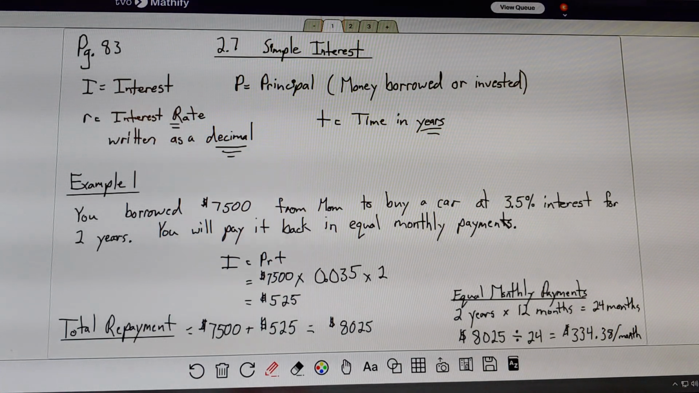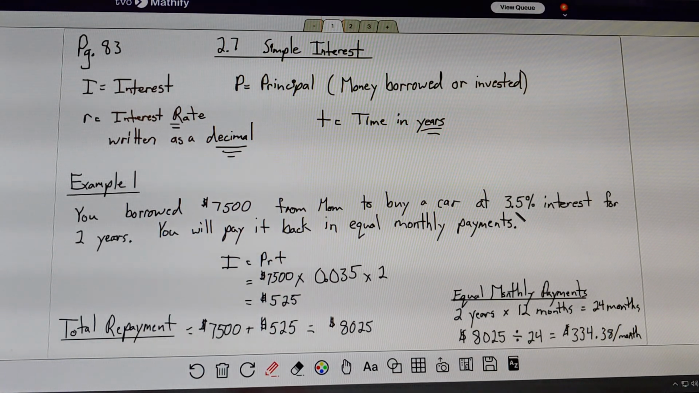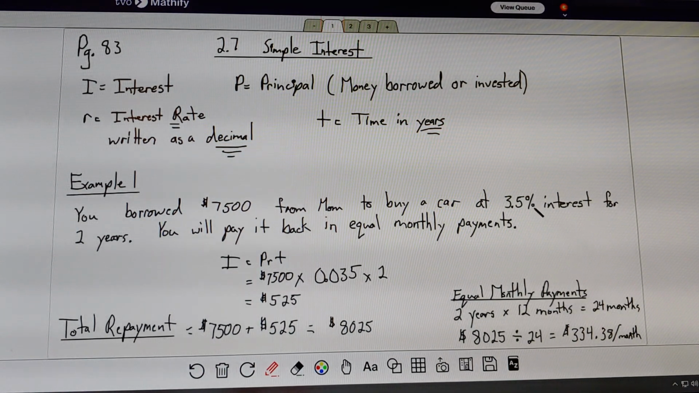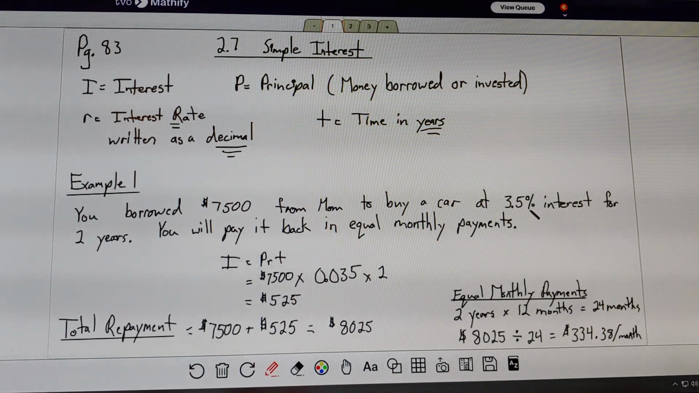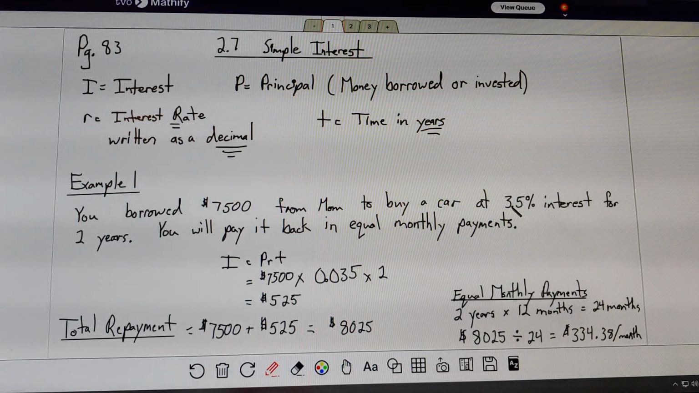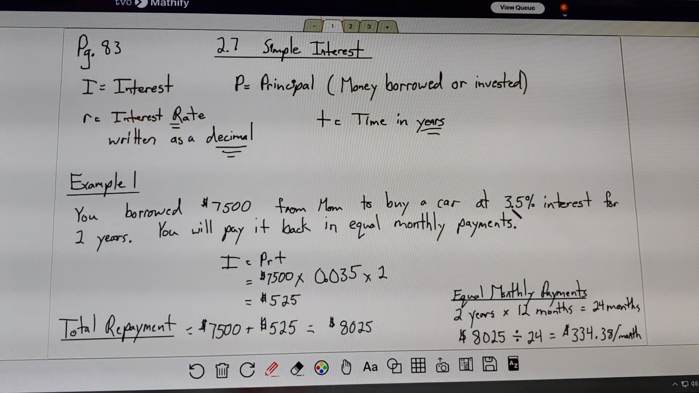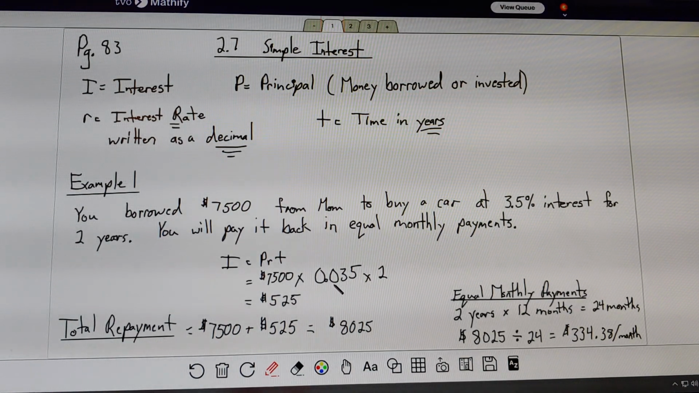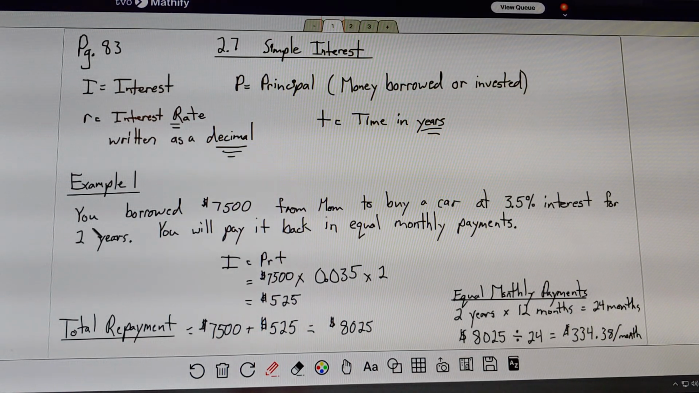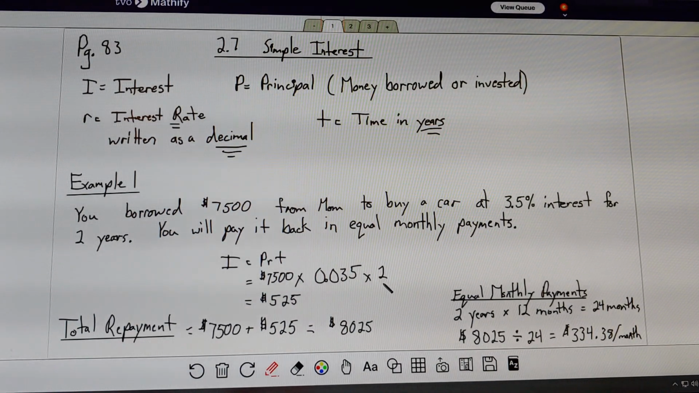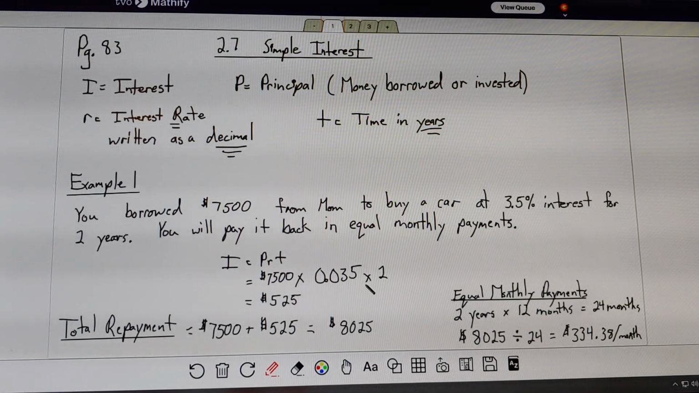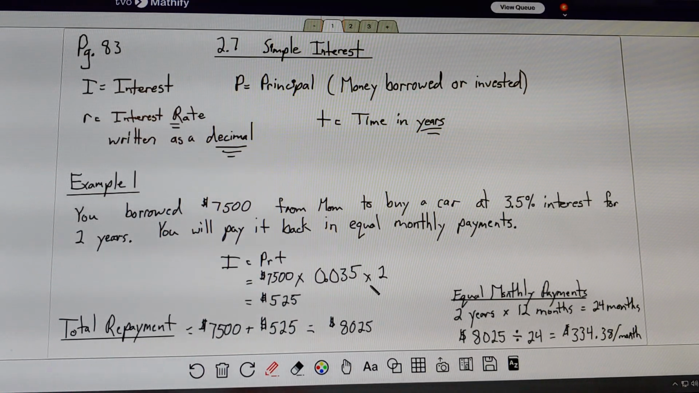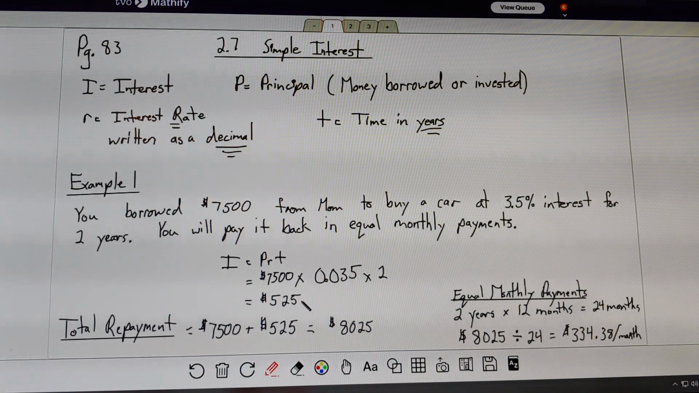Our interest rate was 3.5%. And remember, we do not put it in as 3.5 because this is 100 times too large. So you divide it by 100 in your head, you move the decimal place 2 spots to the left. 1, 2. So it'd be 0.035. And we had the money for 2 years, so that's what goes there. With your calculator, type in 7,500 times 0.035 times 2, you get $525.